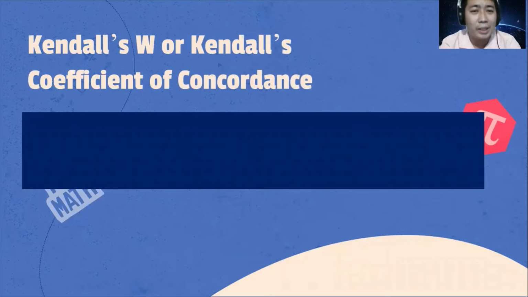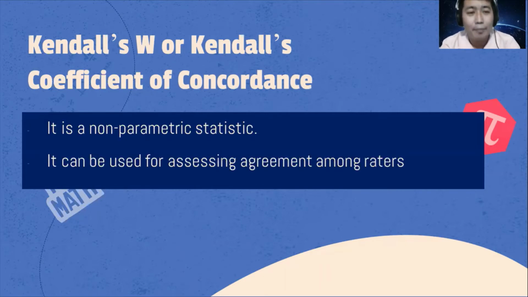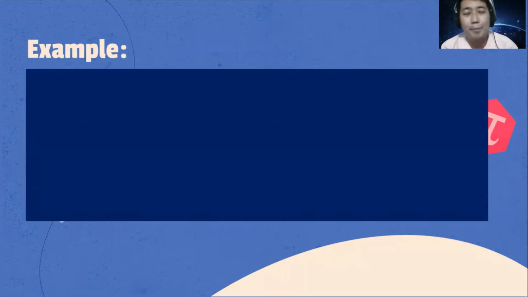What is Kendall's W? Kendall's coefficient of concordance is a non-parametric statistic, and it can be used for assessing agreement among raters. So that will be the application of Kendall's W or Kendall's coefficient of concordance.